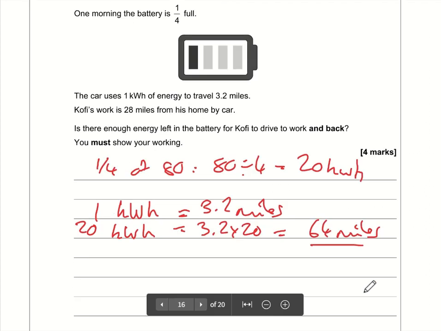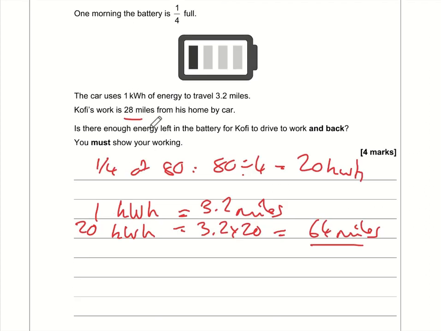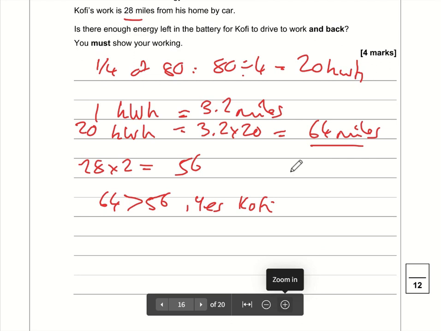Is that enough for his journey, which is 28 miles to work? But he needs to go to work and come back, so we need to double the 28. 28 times 2 is 56, and since 64 is greater than 56, yes, Kofi has enough energy in the battery.